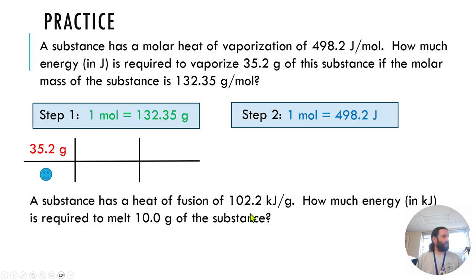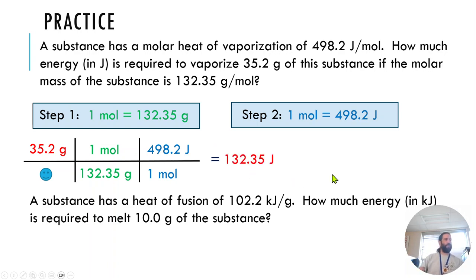Step 1 is use this conversion factor. I put the grams below so they'll cancel: 1 mole, 132.35 grams. Step 2 is this one. 1 mole goes down below, and 498.2 joules goes above. Grams will cancel, moles will cancel, leaving me with joules. It's 132.35 joules when you do the math. That's the answer, so put a box around it.